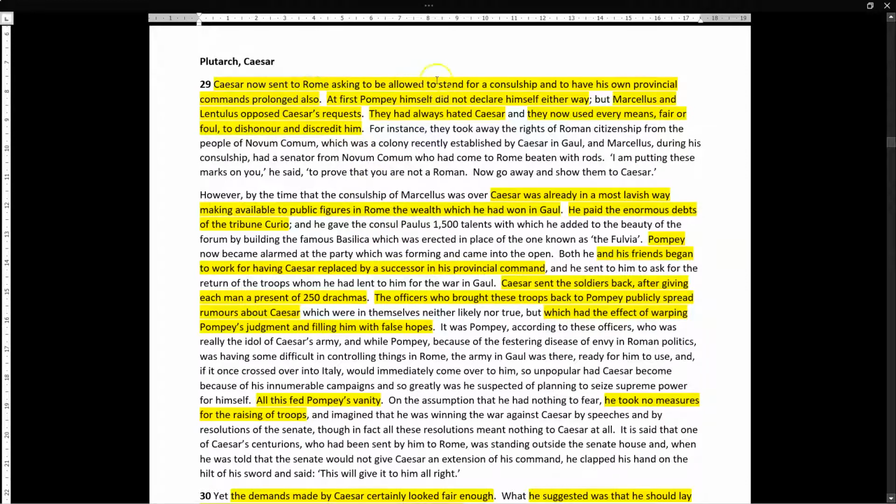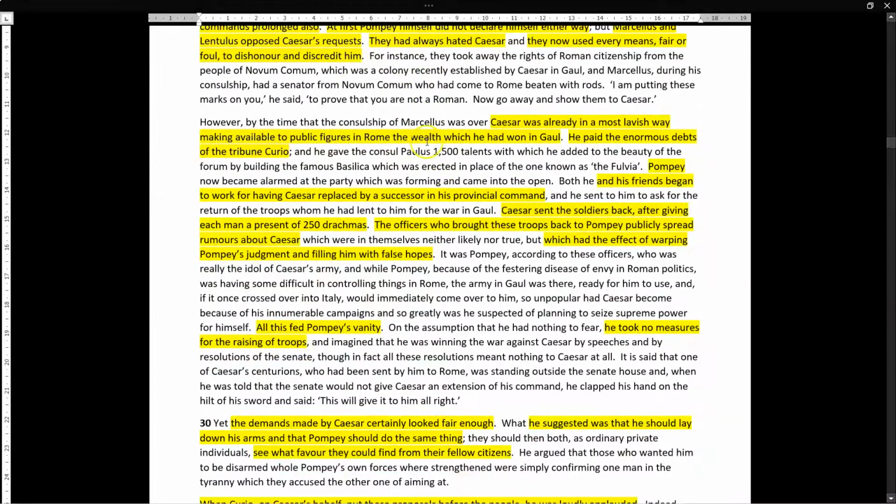So Caesar now sent to Rome asking to be allowed the consulship, to have his own provincial command prolonged, as we know already. First, Pompey himself did not declare himself either way, but Marcellus and Lentulus opposed Caesar's request. We know this already. They'd always hated Caesar, and they now used every means, fair or foul, to dishonour and discredit him. So there's an element of members of the Senate being the cause of the civil war between the two of them.